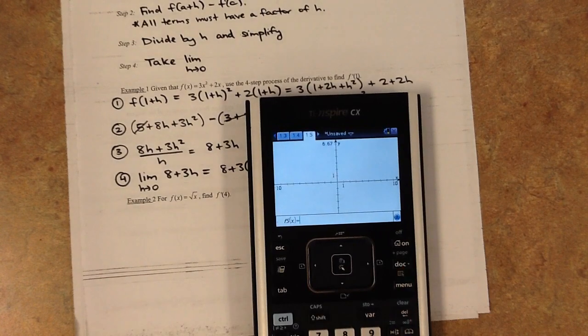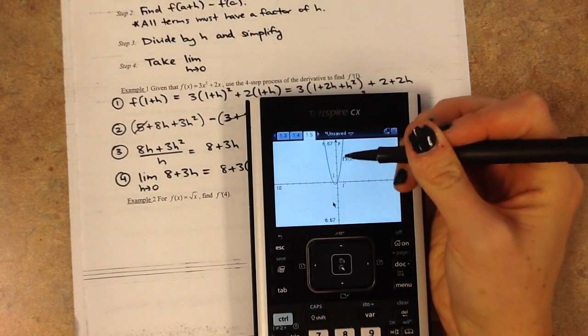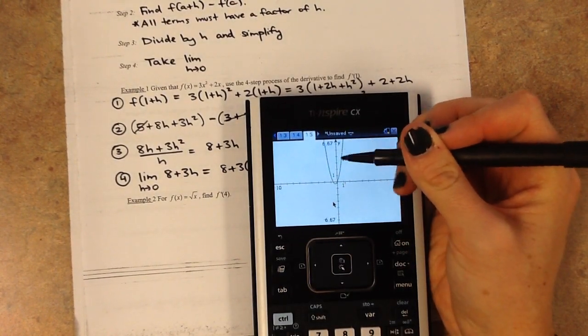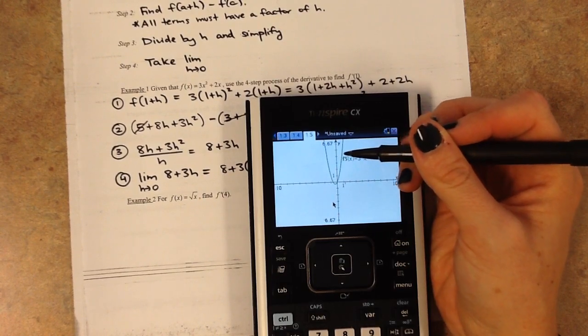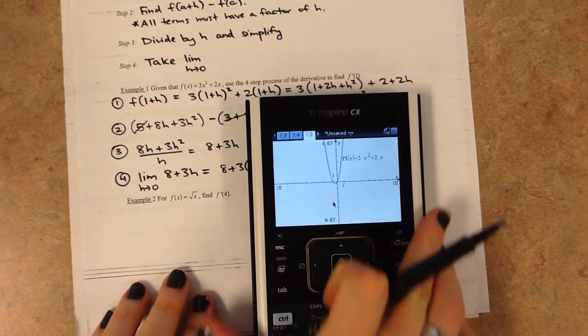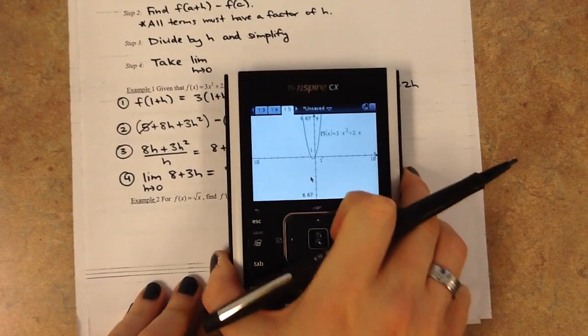So if we go to graph this, we can plug in the 3x squared plus 2x. And just to show you, at 1, right around here, if you find the point way up there, definitely a steep positive slope. You know what I mean? It's hard to say if it's 8 or 9 exactly, but just to give you an idea of exactly what we're talking about.